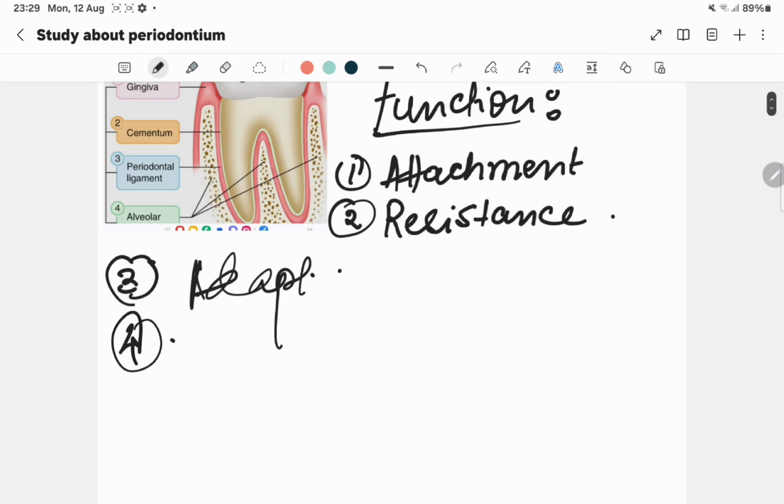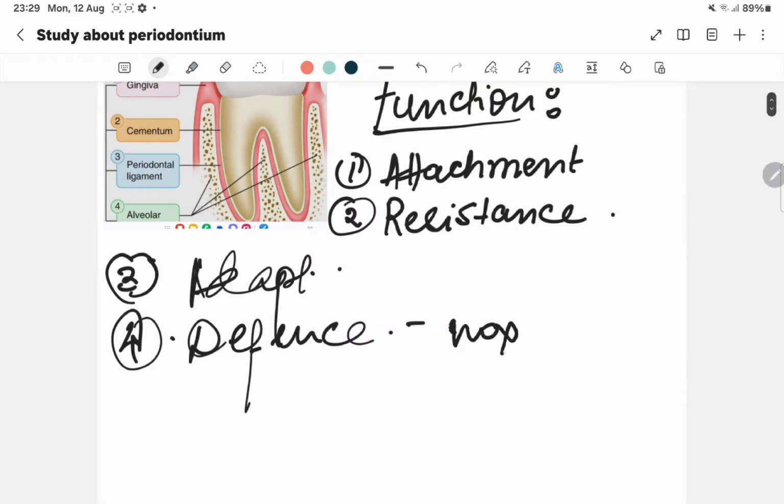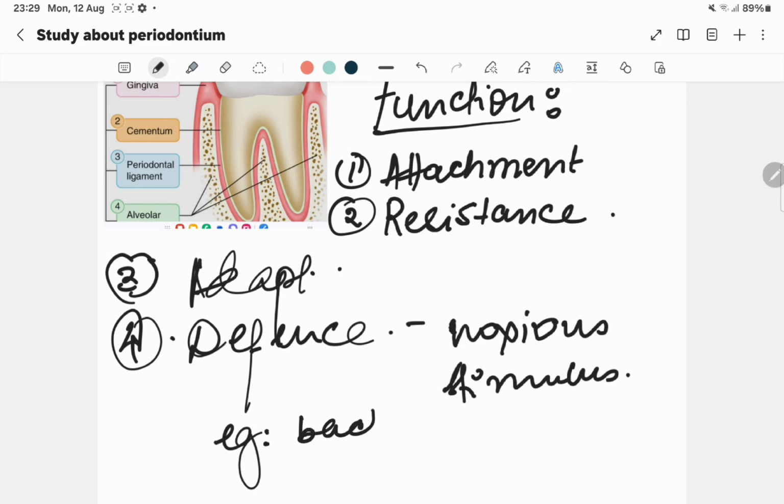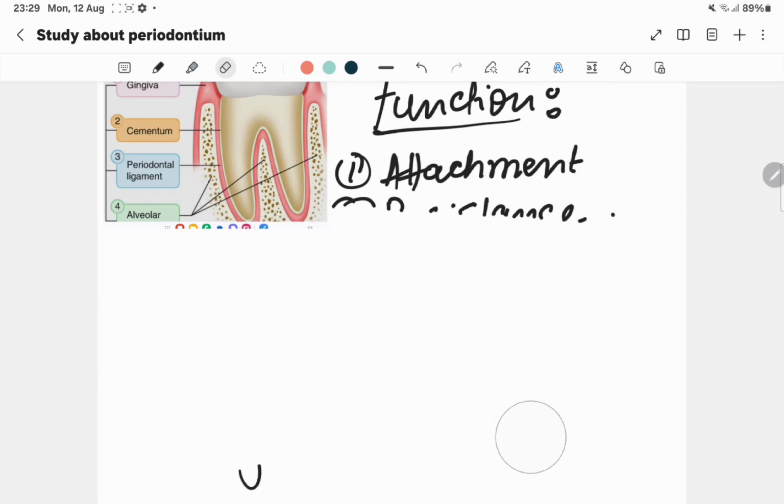Fourth function, it plays a major role in the defense mechanism. It is the internal defense mechanism which protects against any noxious stimulus. Example, bacteria. So these are the functions.